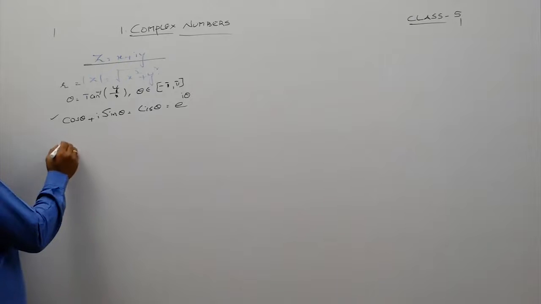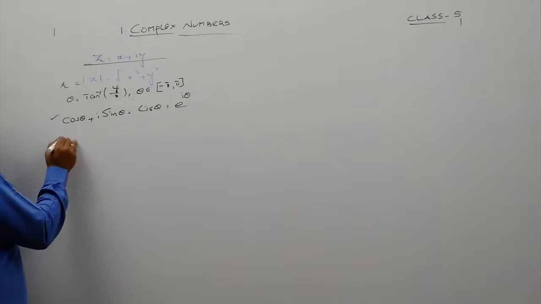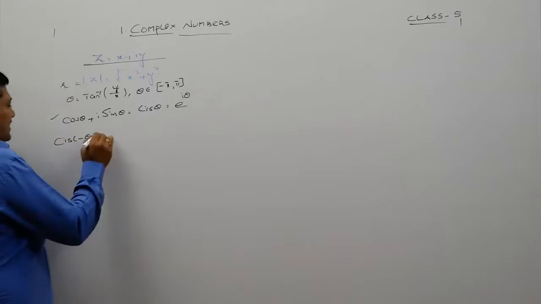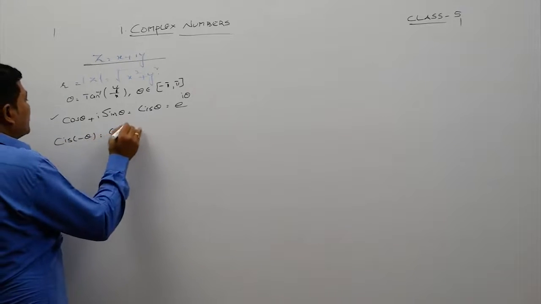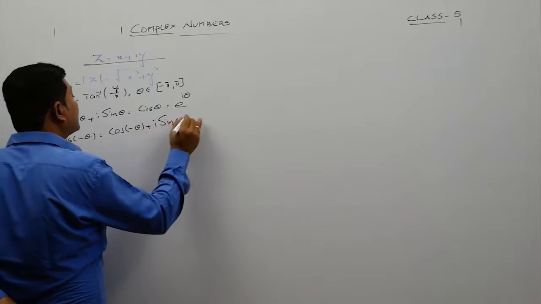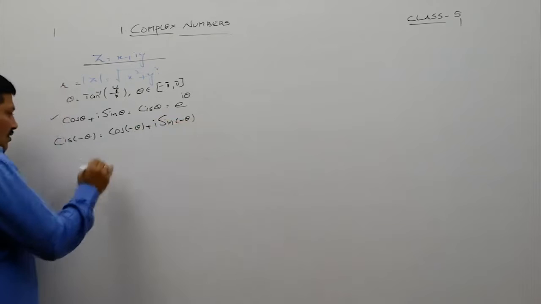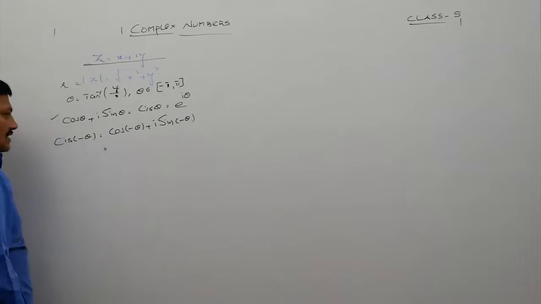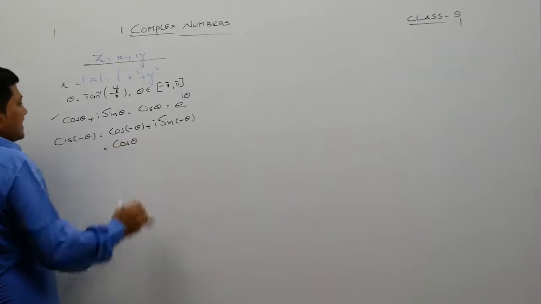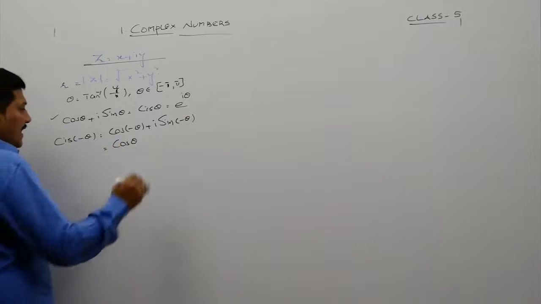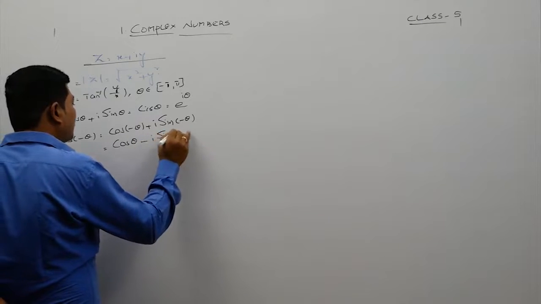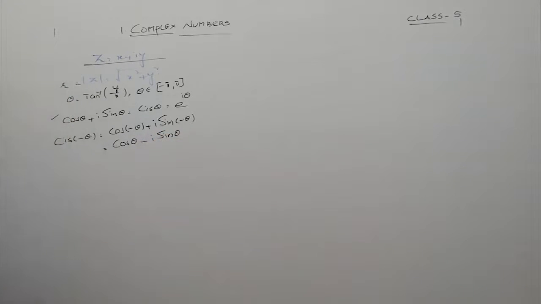Next, you can write here cis of minus theta. So cis of minus theta is equal to cos of minus theta plus i into sin of minus theta. Now cos of minus theta, cos is an even function, cos of minus theta is cos theta, and sin of minus theta is minus sin theta, so minus i into sin theta. So this is what?